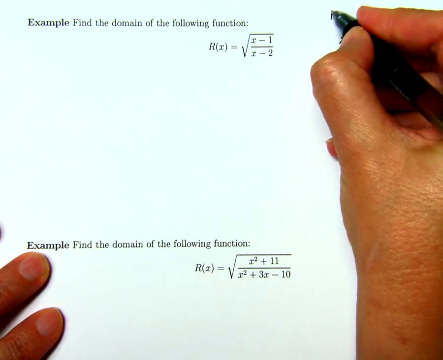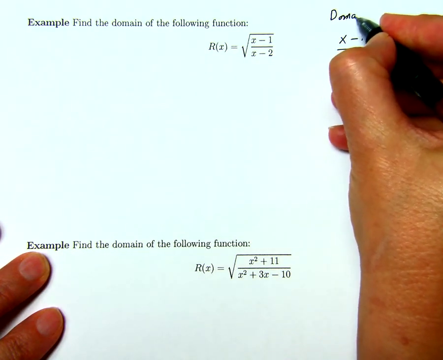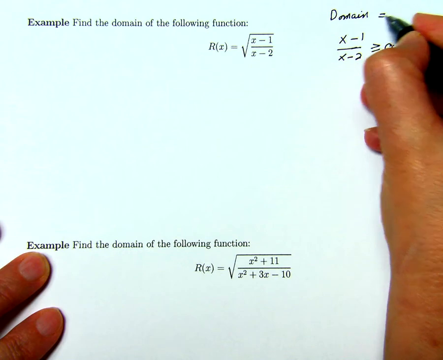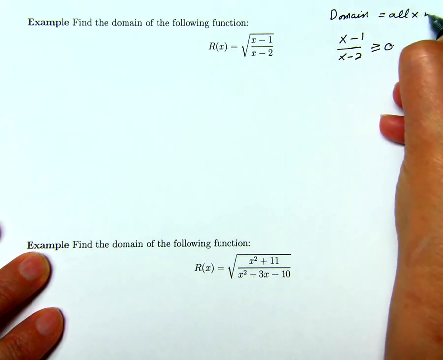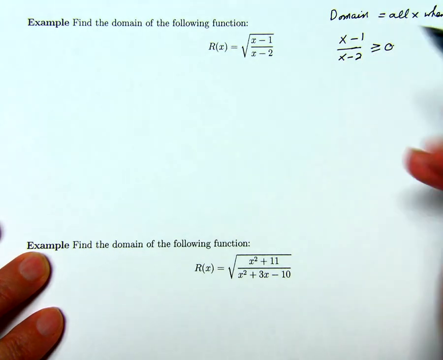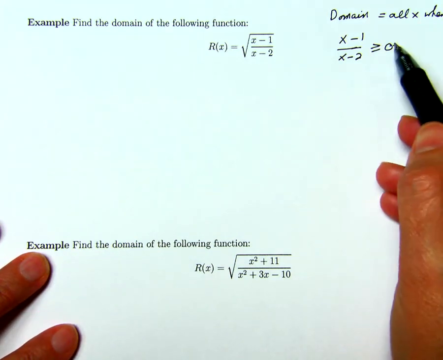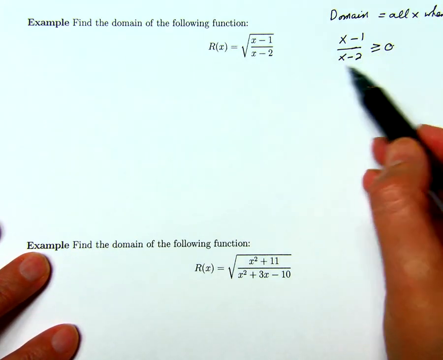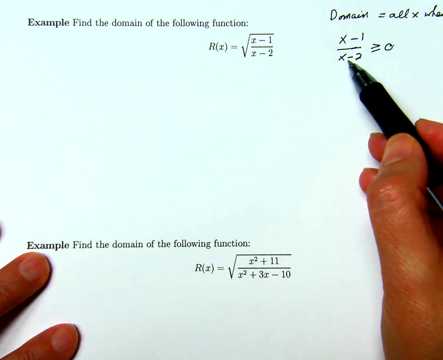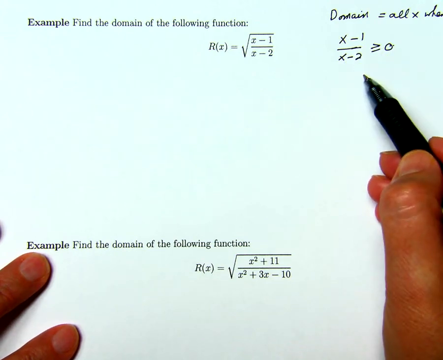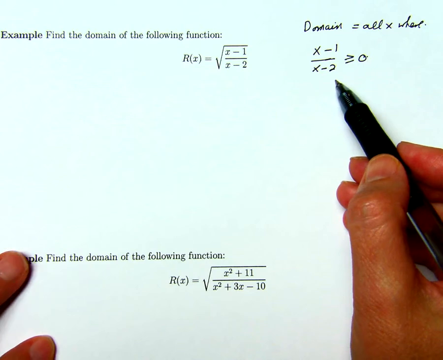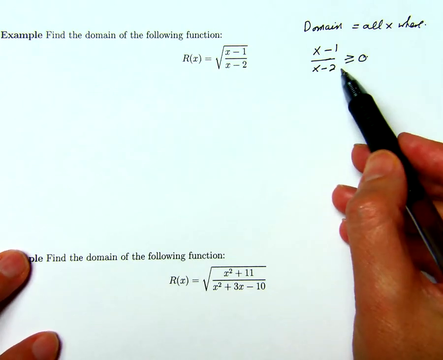So the domain is all x where (x minus 1) over (x minus 2) is defined, can be calculated. In other words, x is not equal to 2 and the quotient is greater than or equal to 0. How do we figure out where this is greater than or equal to 0?